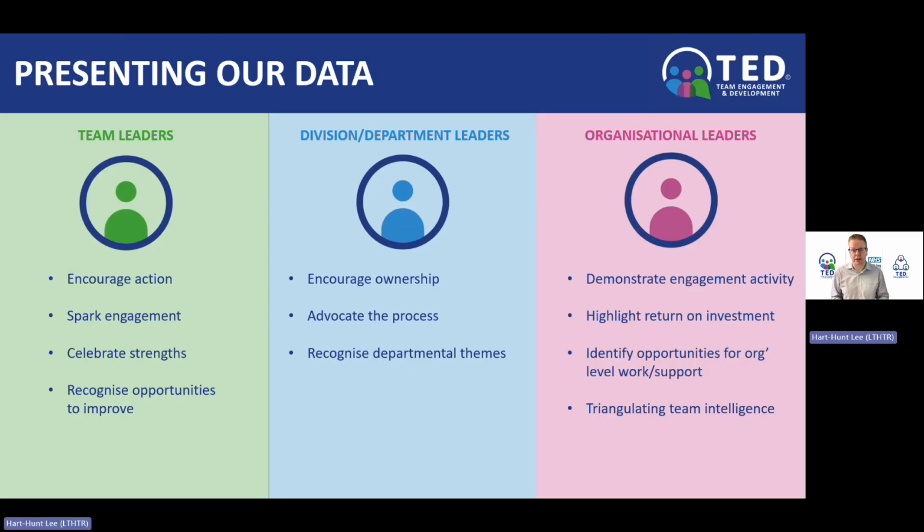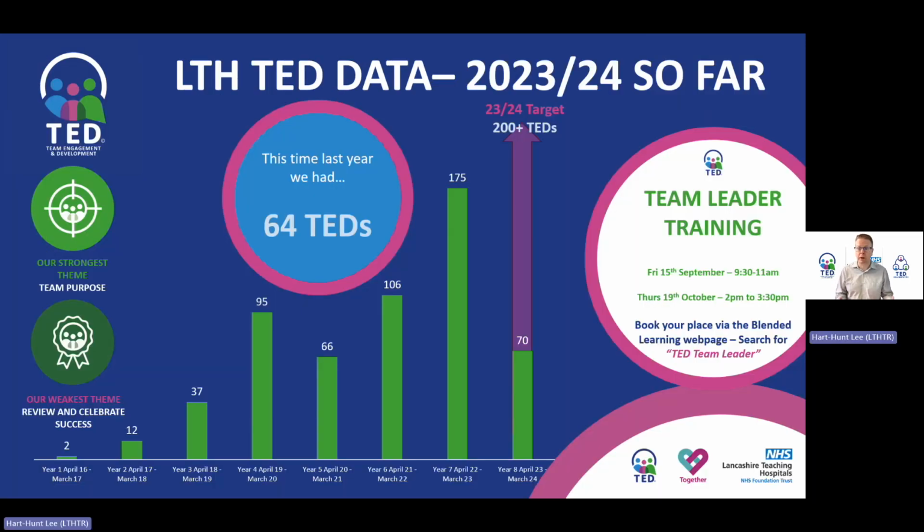The final stakeholder to consider is our organisational leaders. So for organisational leaders, to recap what we said earlier, we want to demonstrate the engagement activity that's going on, highlight that return on investment, and identify opportunities for organisational level work or support that we can do across the trust. We also want to be able to triangulate team intelligence and feedback that we're getting through TED. So one way that we present this is in this format.